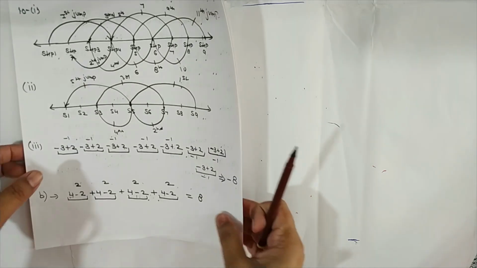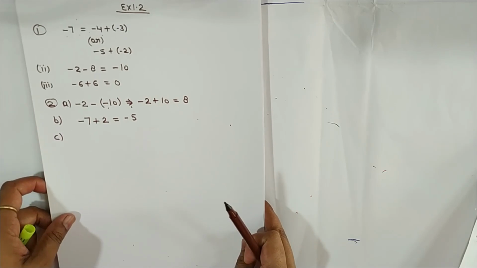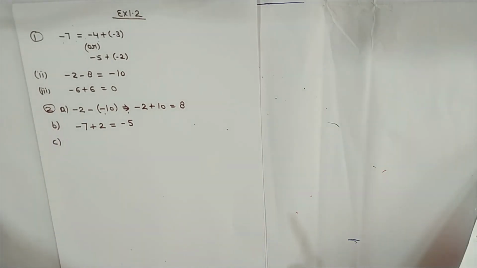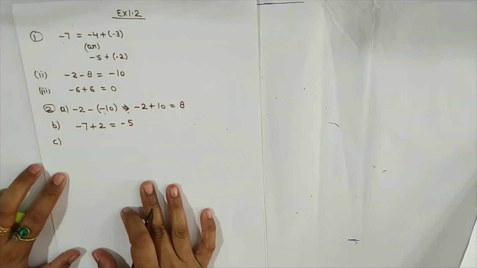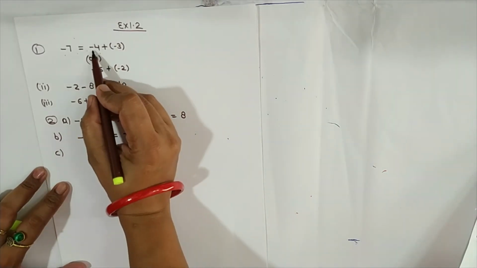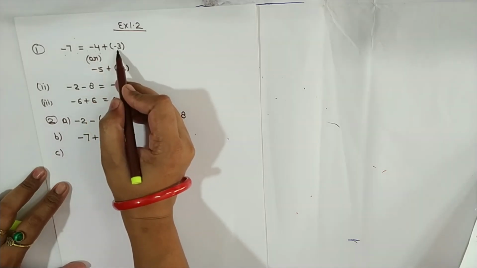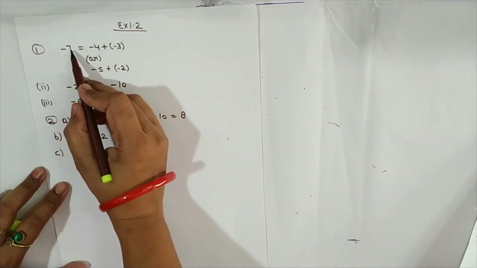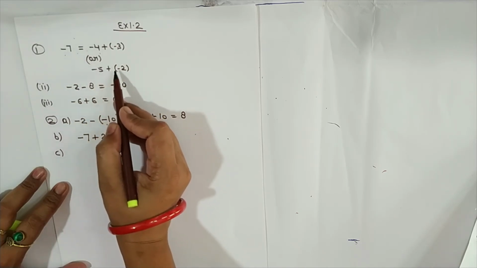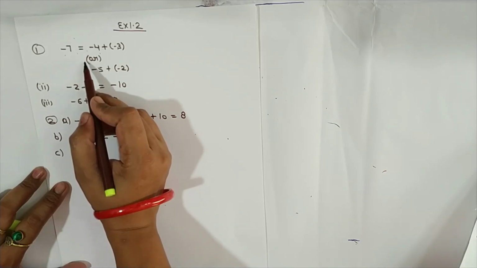Okay. Now move on to the next exercise, that is exercise 1.2, question number 1. The first question is, write down a pair of integers whose sum is -7. So you can write -4 plus -3. These are two integers and their sum will be -7, or you can choose -5 plus -2. It is also -7.